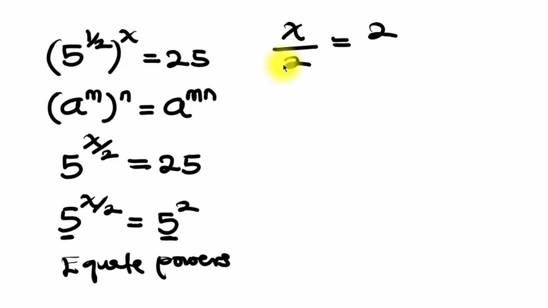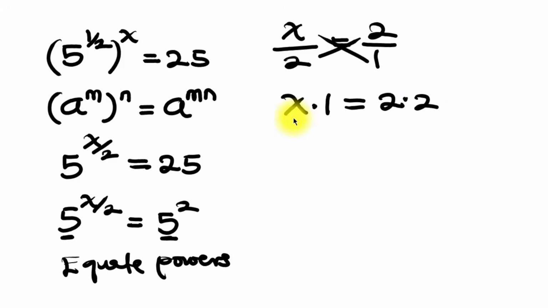I have a fraction on the left, so to make the right hand side a fraction, I just have to put over 1. Good. Now let's cross multiply. So x times 1, this is equal to 2 times 2. X times 1 is x, equal to 2 times 2 is 4. So the value of x is equal to 4.